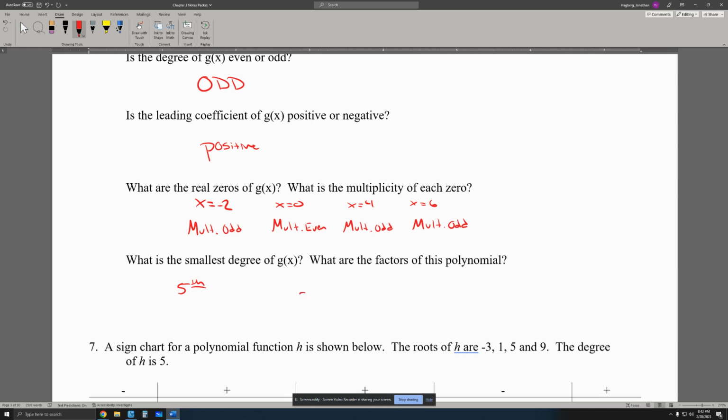Okay, so the possible factors would be g of x is equal to x plus 2, and then we have x squared, or x minus 0, the quantity squared. So I'll put an x squared out front. We've got x minus 4 and x minus 6. Okay, so this is a possible factorization. All right, so we've got one more for today.